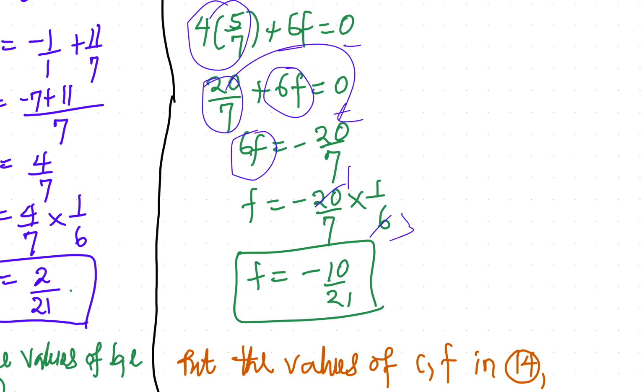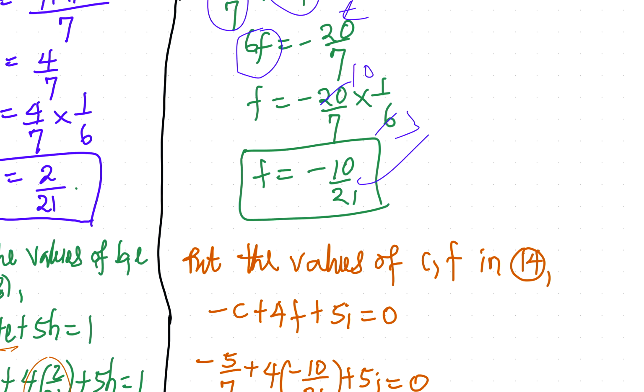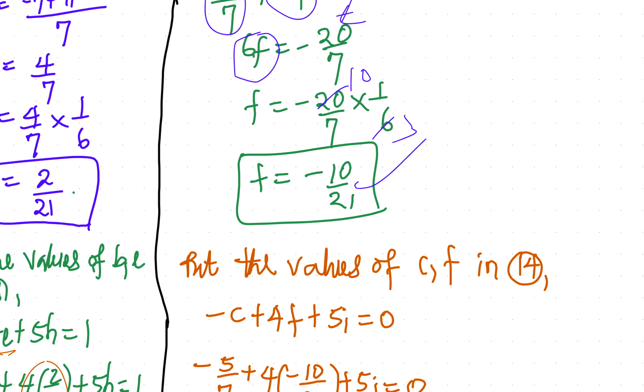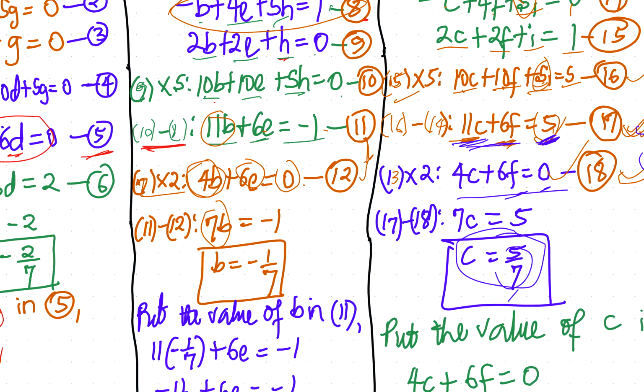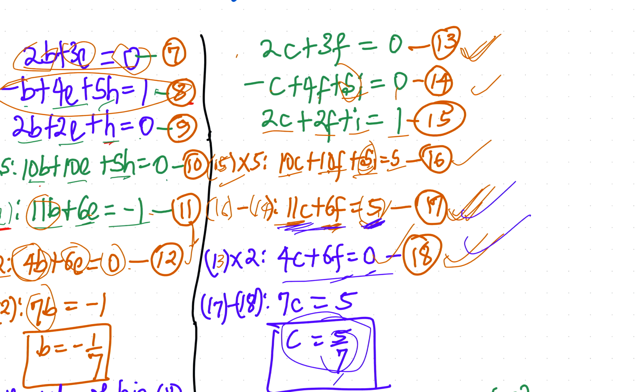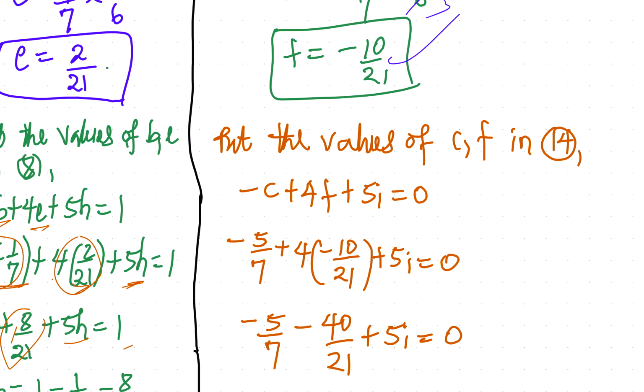So now you have both C and F. So we have just I to go. And to do this, put the values of C and F in 14. You can put it in 14, you can put it in 15 because they both have I. But because this is 0 and I don't have to worry about this one, because if I use this, I'll have to either subtract or add something later. So I just say 14, which is minus C plus 4F plus 5I, and that's what I bring down here. Minus C plus 4F plus 5I equals 0.